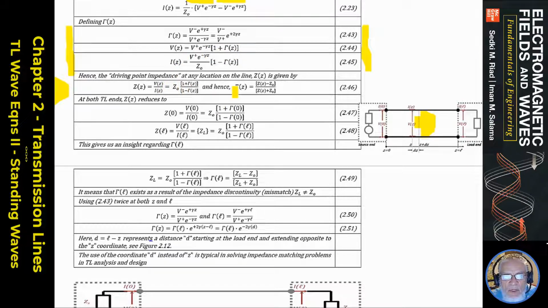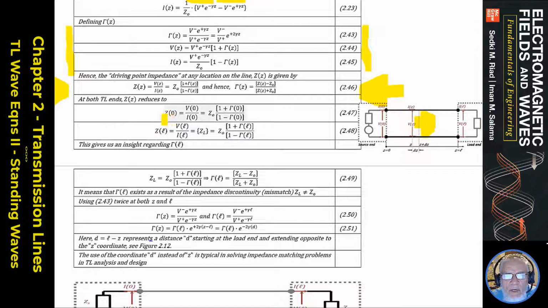If I manipulate this expression for Z of z, I can rewrite gamma of z in terms of the impedances. And this also is a very important expression, as it represents the inverse, or the reciprocal, of this equation, the reverse manipulation of this expression. So here, if you know gamma, you can get Z of z. If you know Z of z, you can get gamma of z.